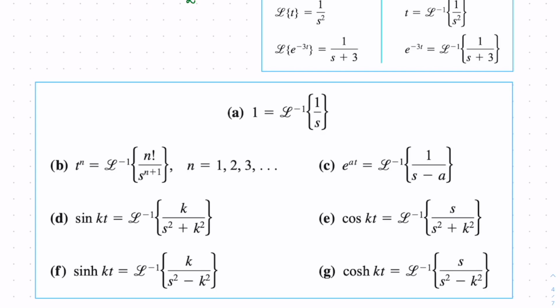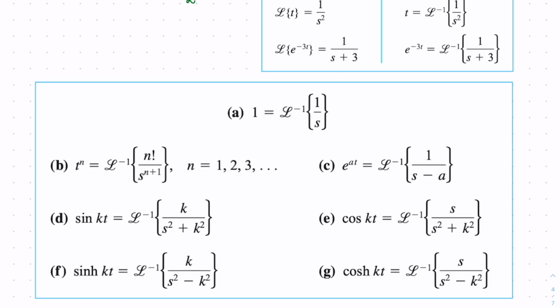As I said, Laplace inverse of 1 over s is 1, and Laplace inverse of n factorial over s to the n plus 1 is t to the n. I want you to pay close attention here. Similarly, Laplace inverse of 1 over s minus a is e to the at. Laplace inverse of k over s squared plus k squared is sine kt. And Laplace inverse of k over s squared minus k squared is sine hyperbolic kt. And s over s squared plus k squared gives you cosine kt. And the Laplace inverse of s over s squared minus k squared gives you cosine hyperbolic kt. But I want you to pay close attention to this.